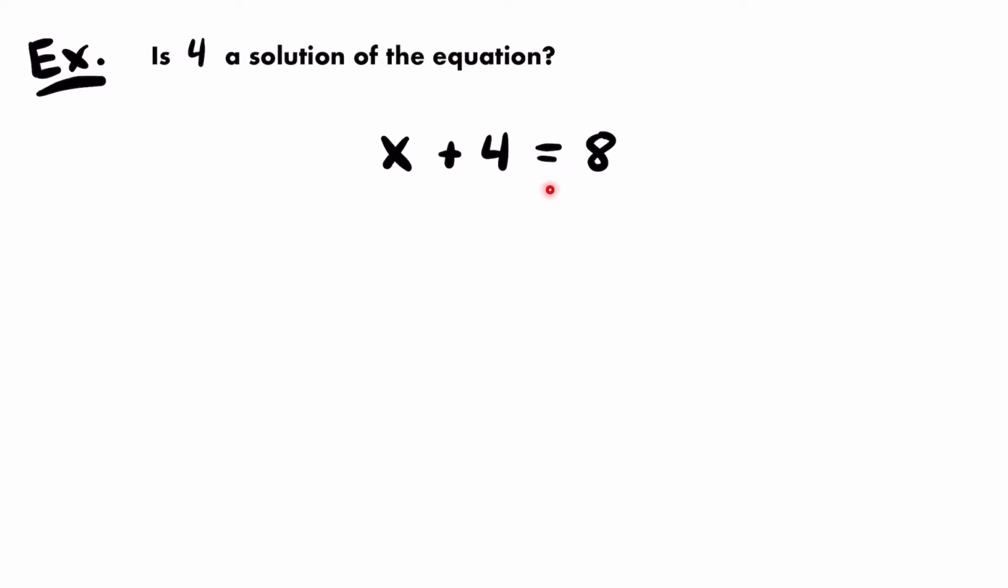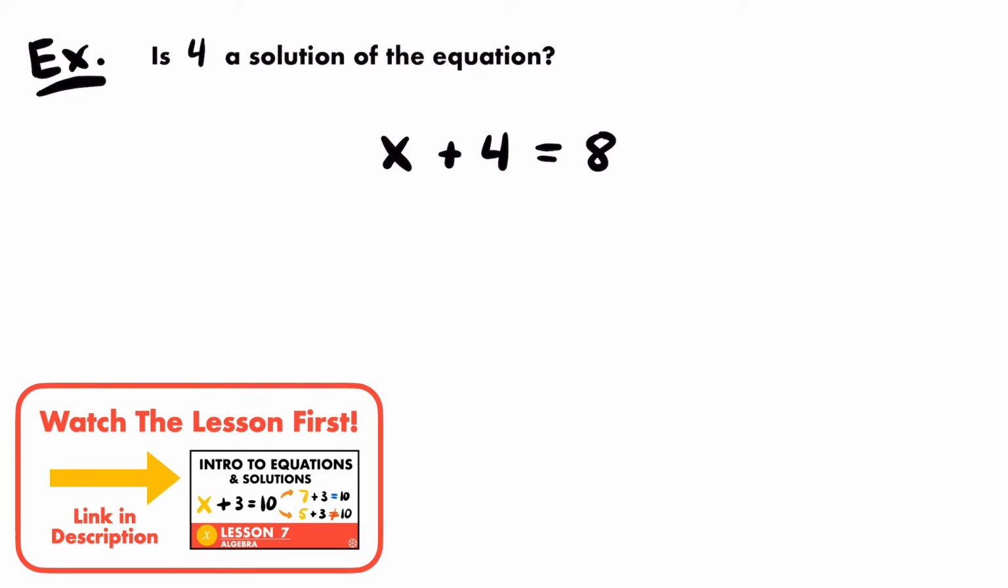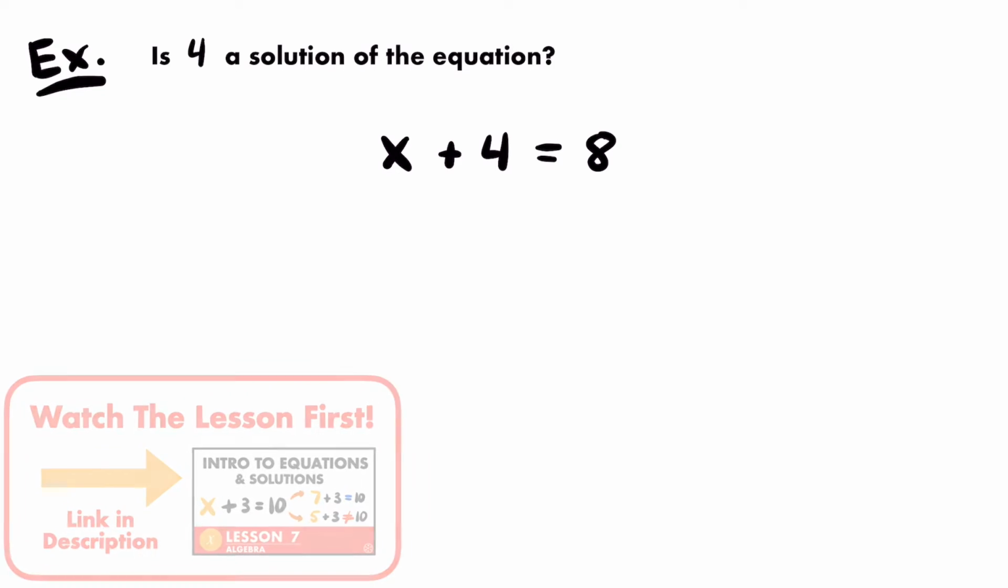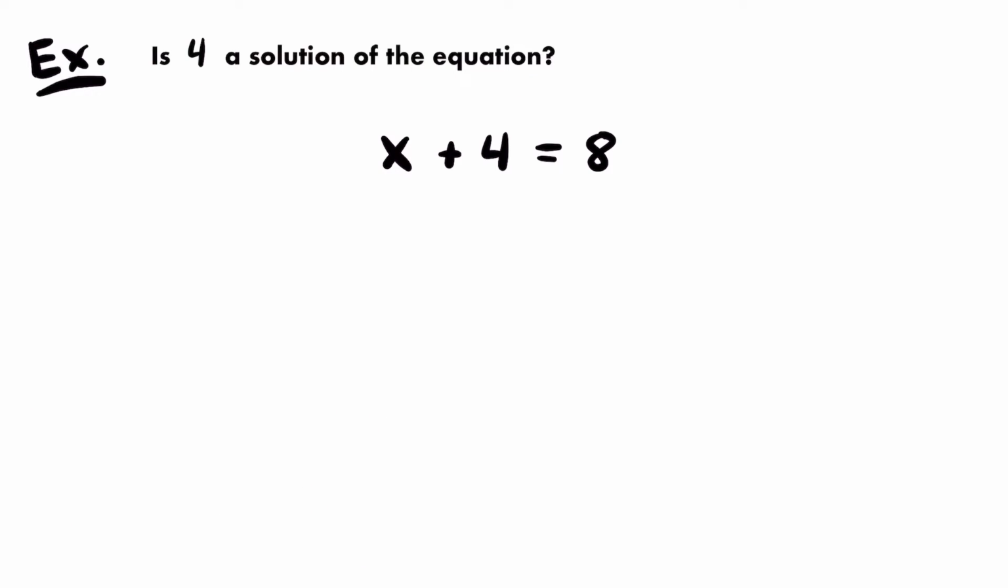All right, so here's our first example. We want to know, is 4 a solution of the equation? And our equation is x plus 4 equals 8. If you want to check to see if a number is a solution to an equation, what you want to do is plug that number in for the variable in the equation, assuming that you're only checking one number and there's only one variable, just like you see right here.